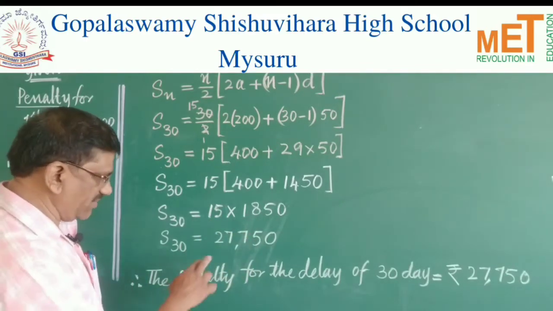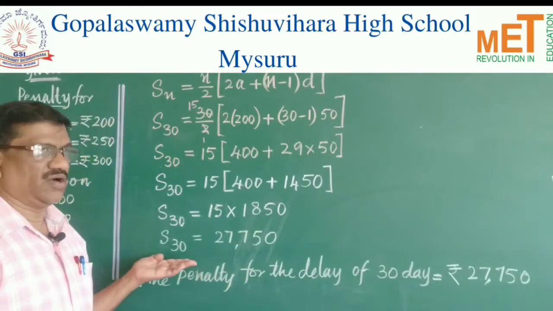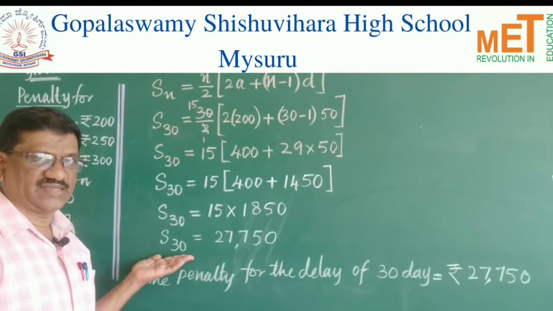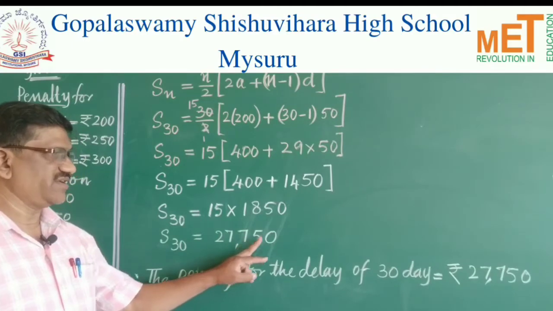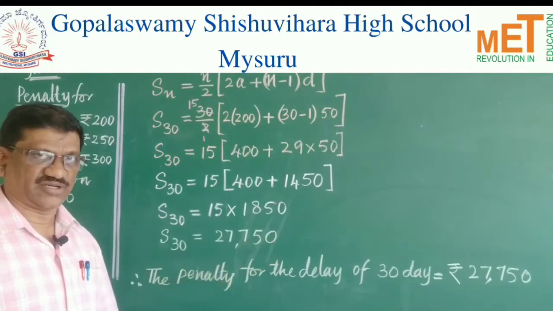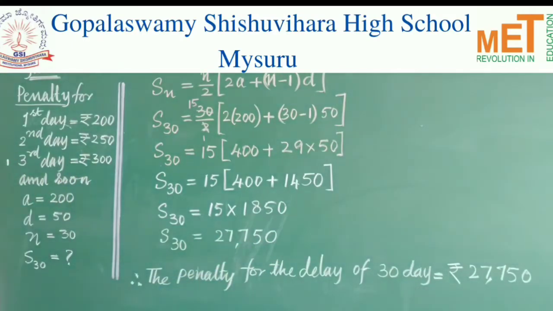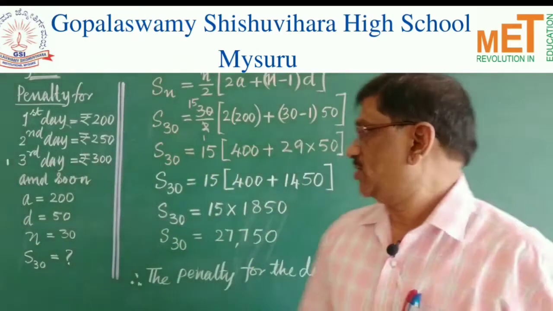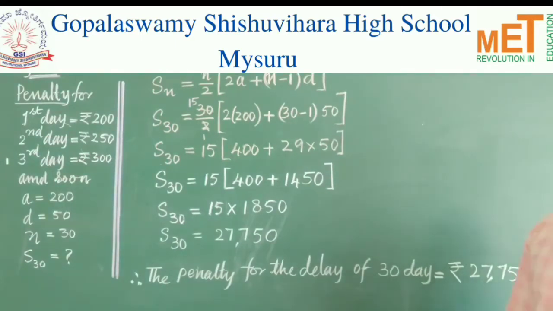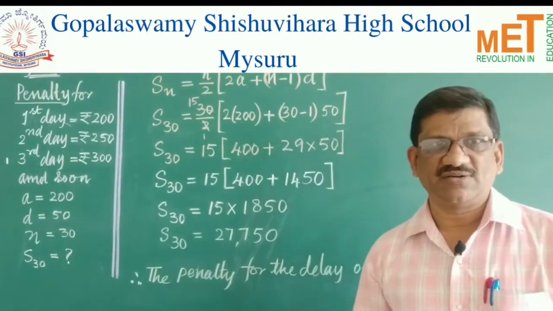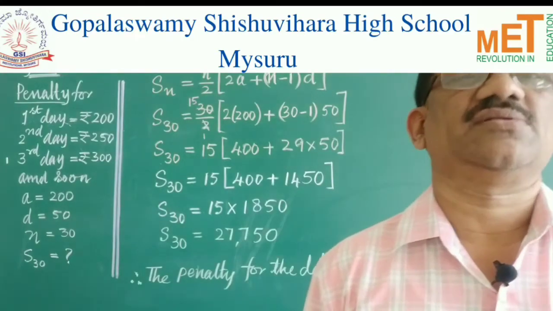Okay. So that means what? After the delay of 30 days, he has to pay rupees 27,750. Is it clear, children? So how much he has to pay? He has to pay 27,750 for the delay of 30 days. Is it clear, children? Okay. Take down, children.